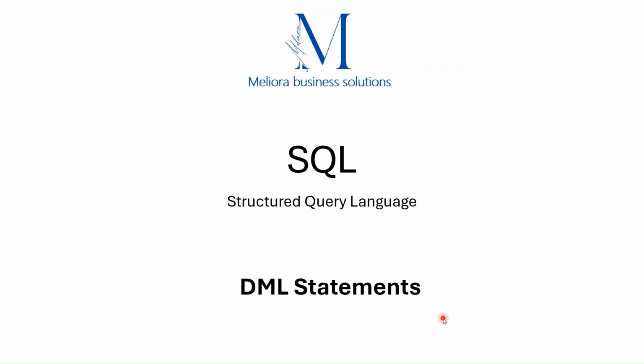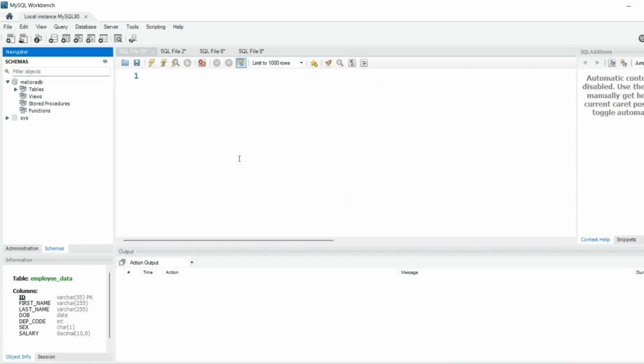In this lecture, we're going to be talking about the DML statements, that is, the data manipulation language statements. So in the last couple of lectures, we've created our MelioraDB database, as you can see here, and we've successfully created and populated the employee data table. So it's going to be in the MelioraDB database tables, and you can see the little arrow. We'll just click it to then see our employee data table.